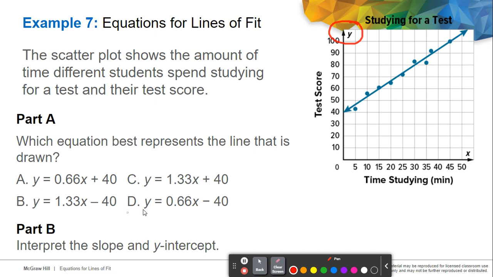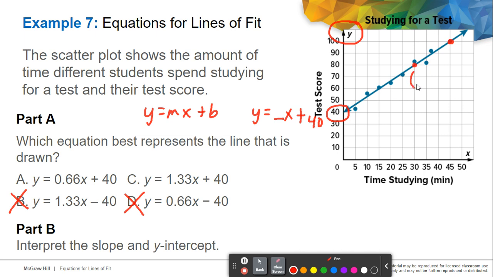It means our y equals mx plus b will be y equals something, our slope, x, plus this one, which is 40. It's positive. So we can eliminate B and D, they will be wrong. So all we have to figure out is our slope. It's either A or C. So let's find our slope. Let's find our points. Let's say this one, and this one is a perfect point.